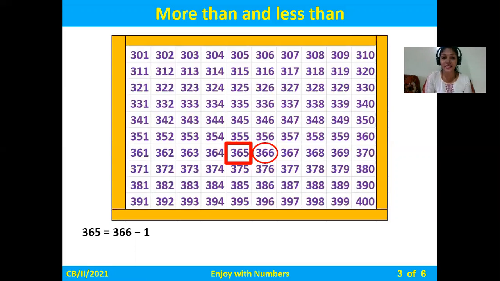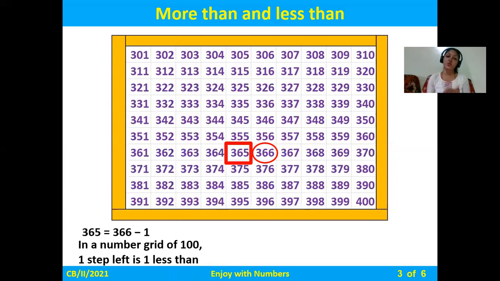Yes, now 365 is the answer. That is 1 less than 366. That is 1 you have to minus from 366. So the answer is the before number, that is 365. Now let me read this for you. In a number grid of 100, one step to the left is 1 less than. That means the number you write before the given number is 1 less than.